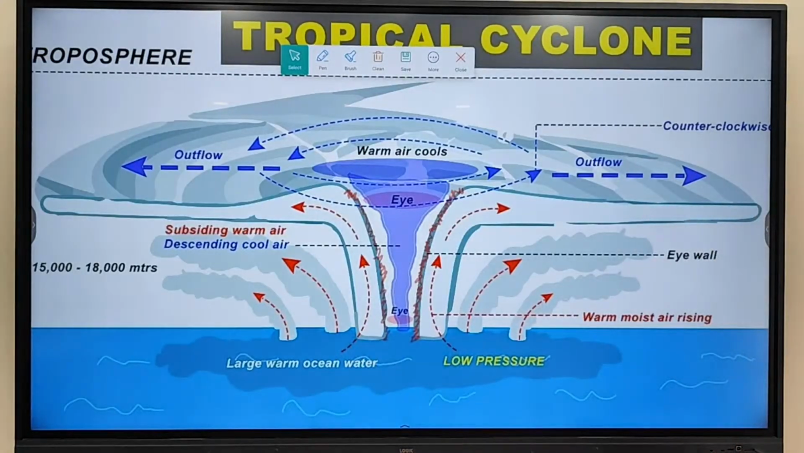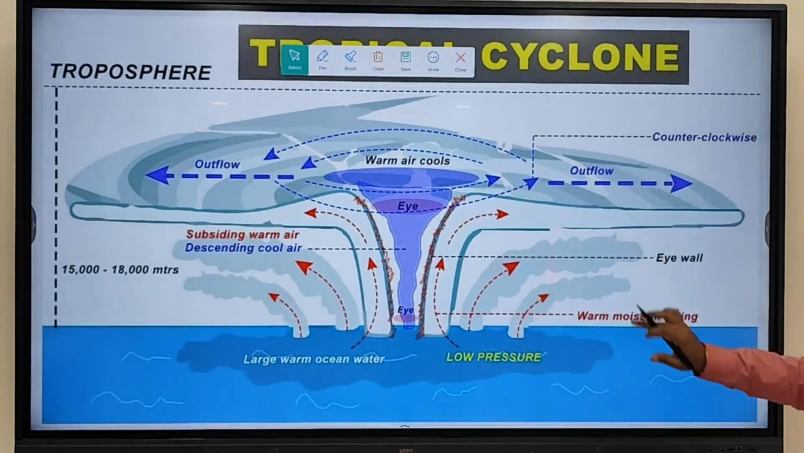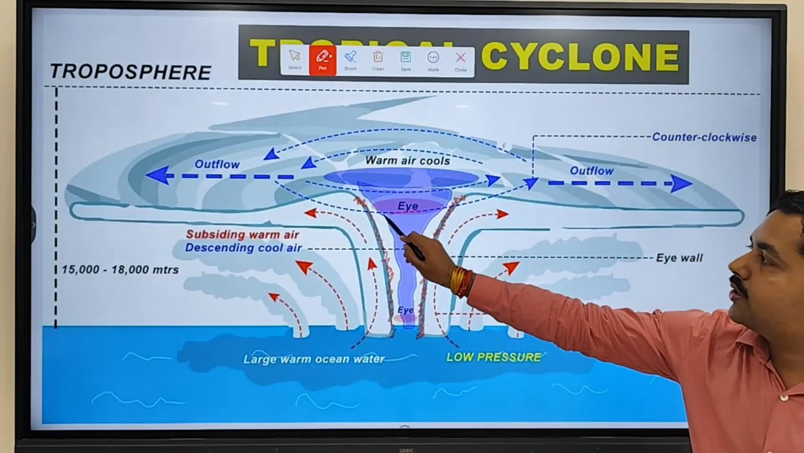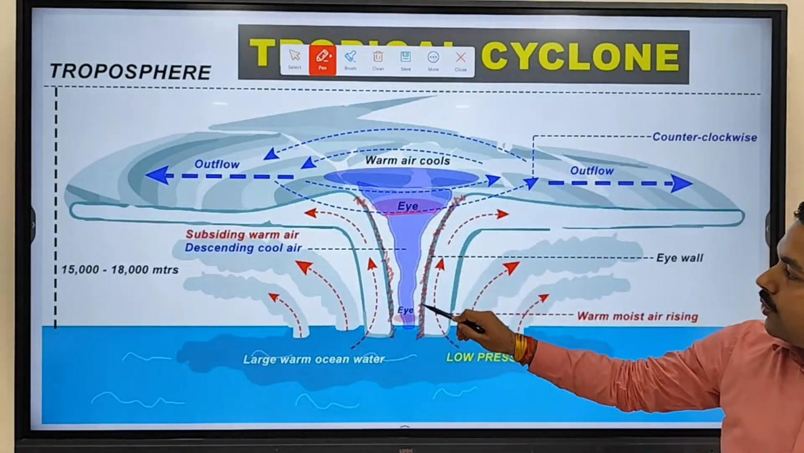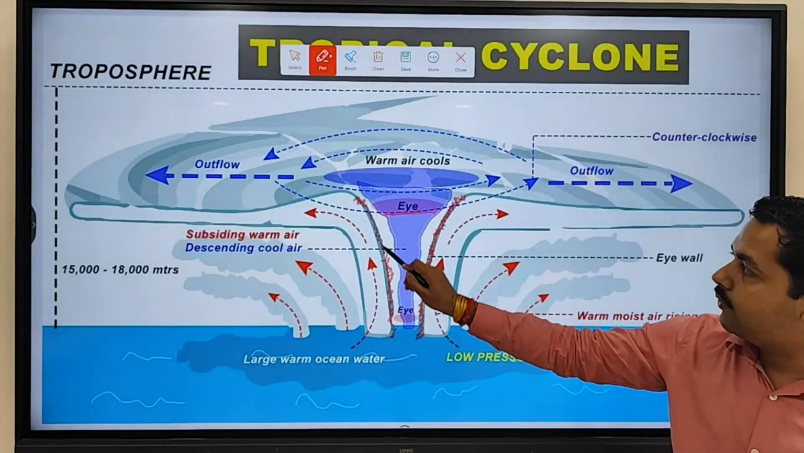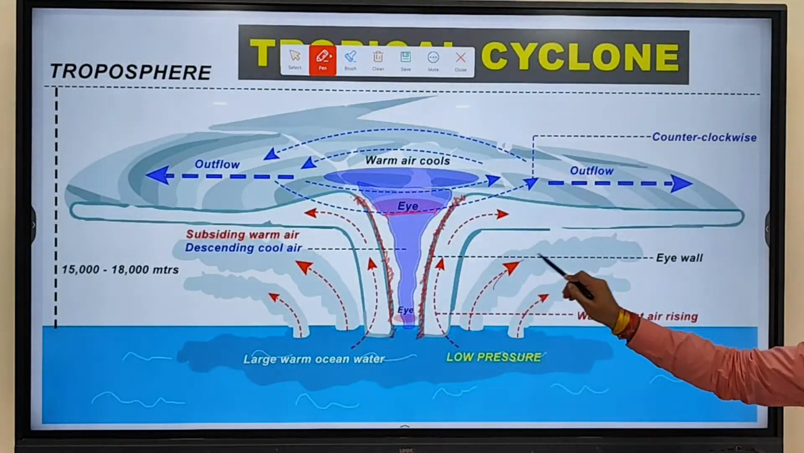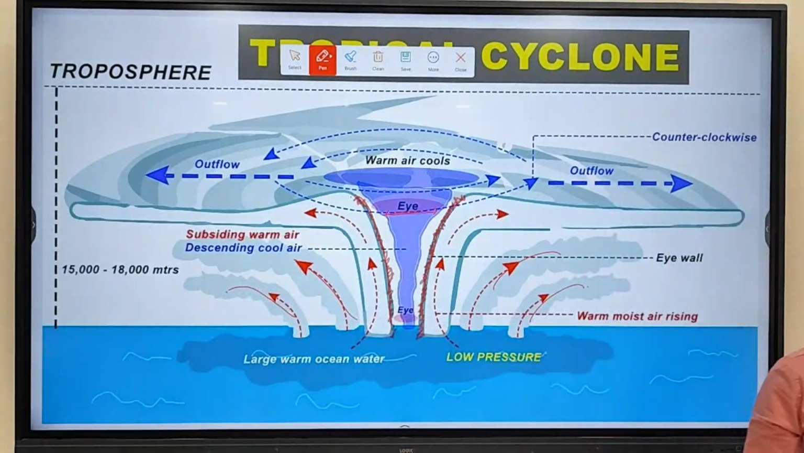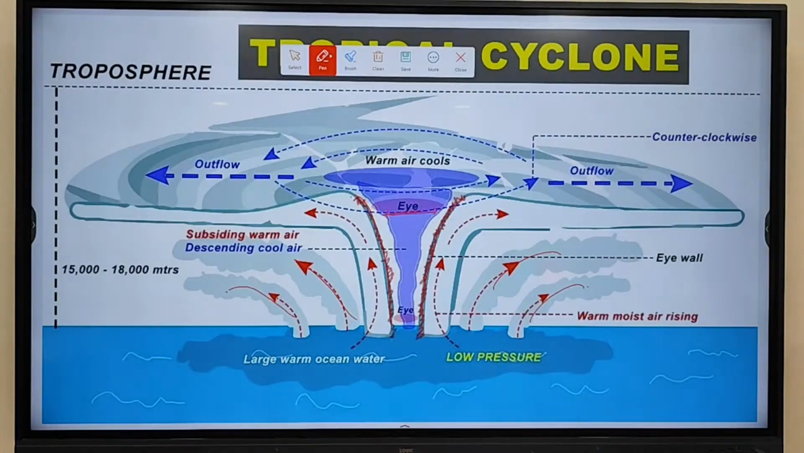So you can see this is how things are going to be formed. As we discussed, this entire region is the eye region. Surrounding this eye region is the eye wall region, and this is your rain band region or spiral band region.